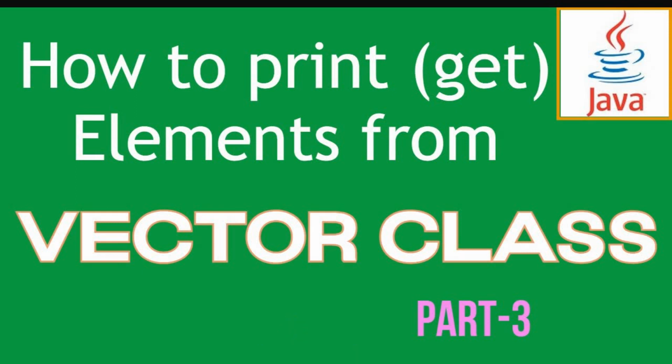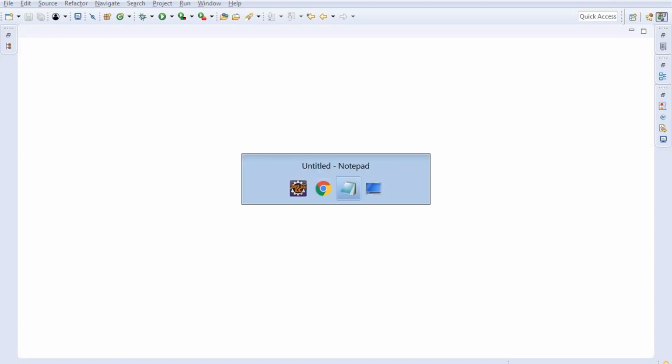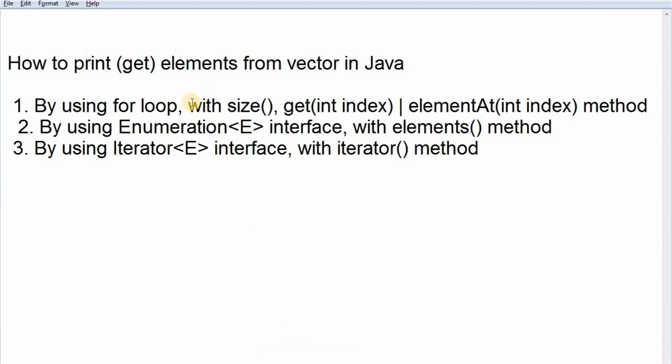To get the elements from the vector, there are three different techniques available. The first is a for loop. In this technique, I am using the vector class size method, get method, as well as the elementAt method. The second technique is using the elements method, which returns the Enumeration interface, and the third technique is the iterator method, which returns an Iterator object.